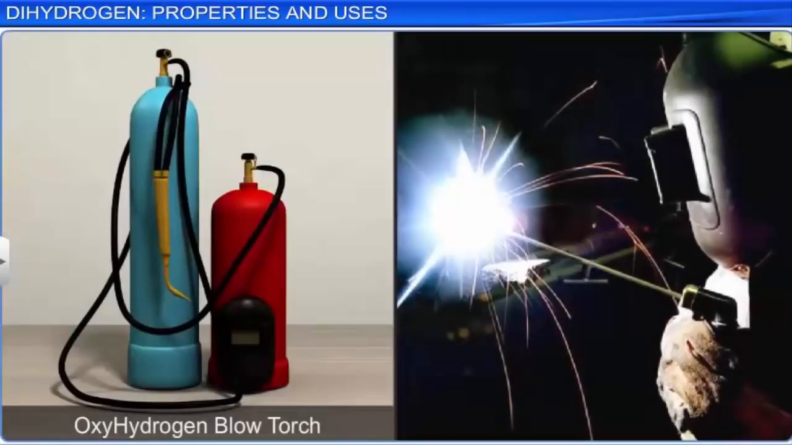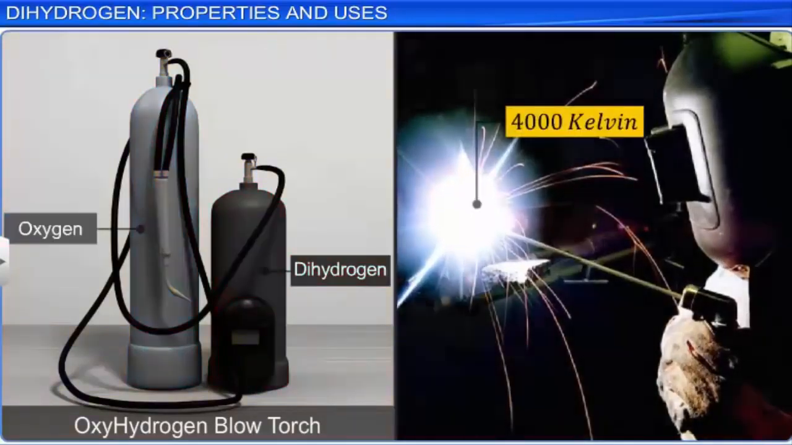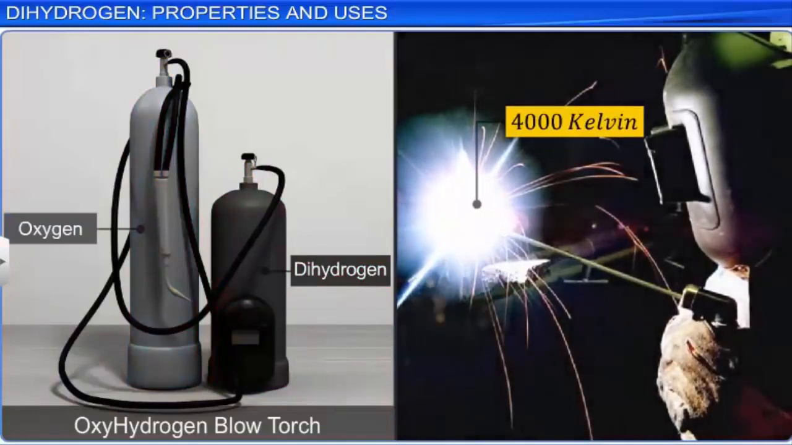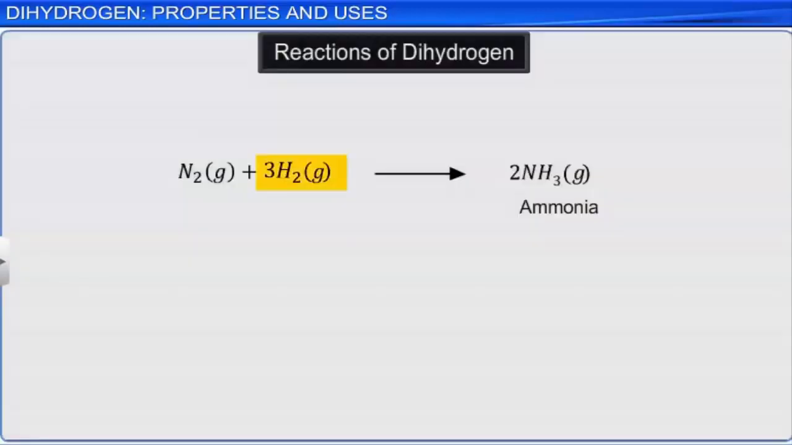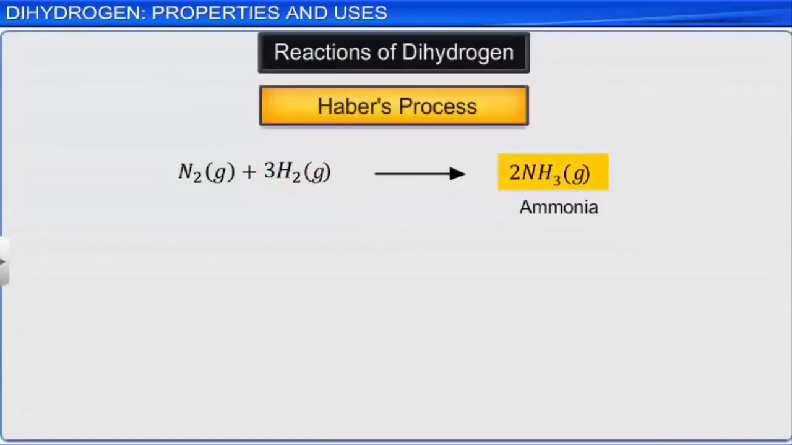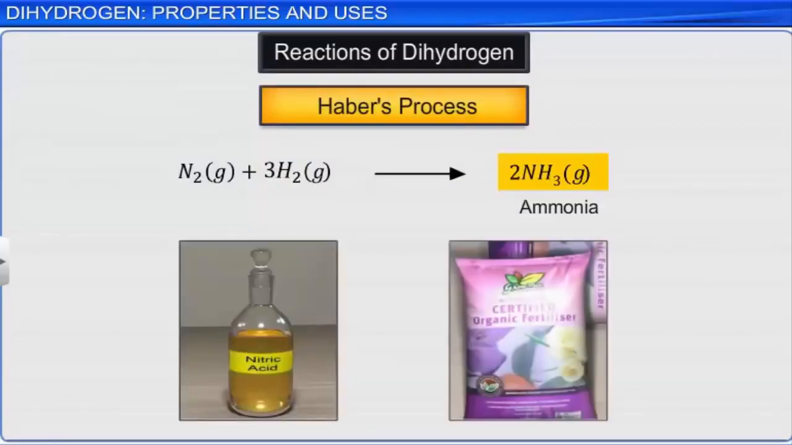An oxyhydrogen blowtorch, used for cutting and welding purposes, uses dihydrogen and pure oxygen. The reaction produces temperatures of up to 4000 Kelvin. Dihydrogen is also used in the synthesis of ammonia by Haber's process to manufacture nitric acid and nitrogenous fertilizers.